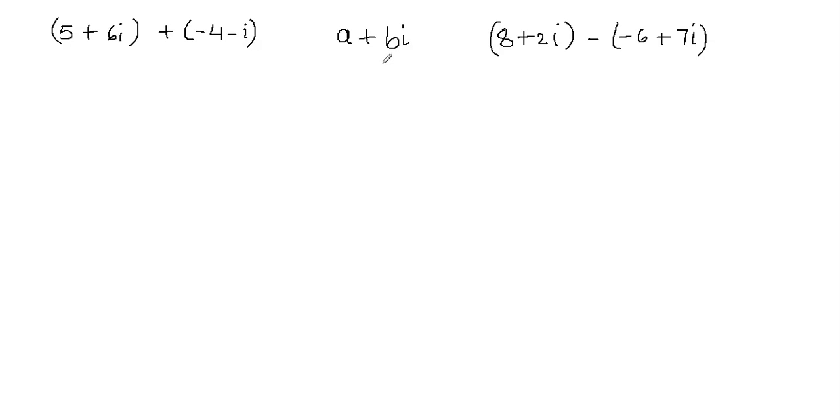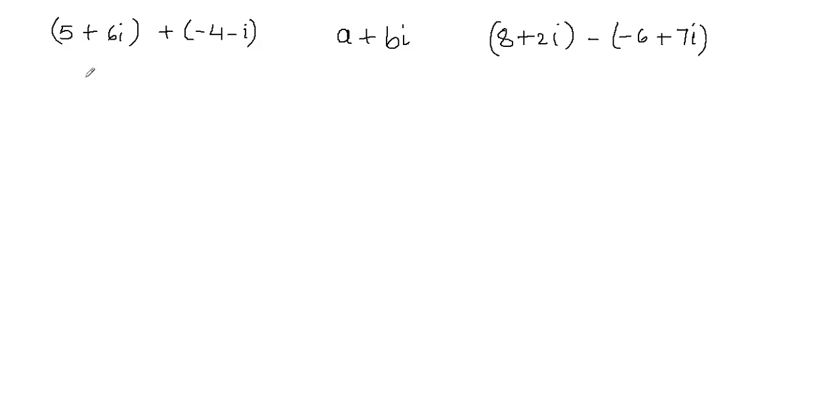Now when you add and subtract complex numbers, the solution will also be a complex number. So let's see how we add and subtract complex numbers. We're going to follow two simple steps. The first step is you get rid of the parentheses. And the second step is you identify the real part and the imaginary part, and then you combine the real part to the real part and imaginary part to the imaginary part. So these are the two simple steps we're going to follow to add or subtract complex numbers.